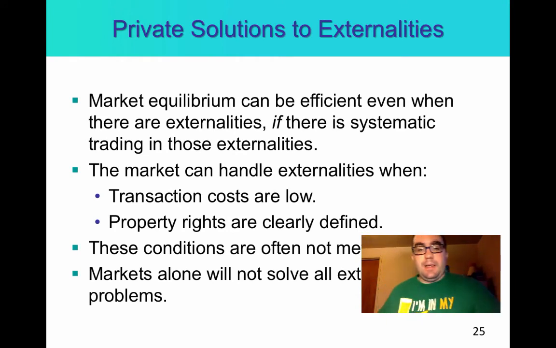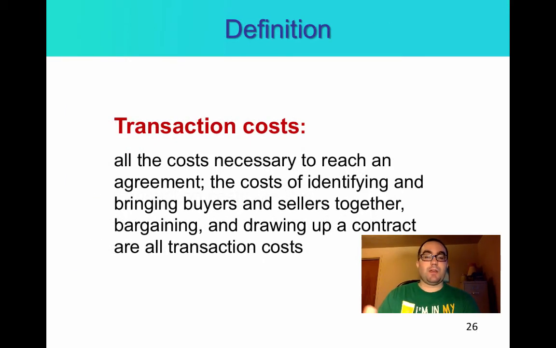Okay? So, if we want to hit market equilibrium, and we want it to be an efficient equilibrium when there are externalities, there has to be systematic trading. And to be honest, there's not a lot of this happening. So markets can handle it when transaction costs are low and property rights are clearly defined. These conditions aren't met all of the time. Now, what we find is that information takes time to disseminate, and some people don't have all the information when they make decisions, so these conditions often aren't met and markets can't solve the externality problem.